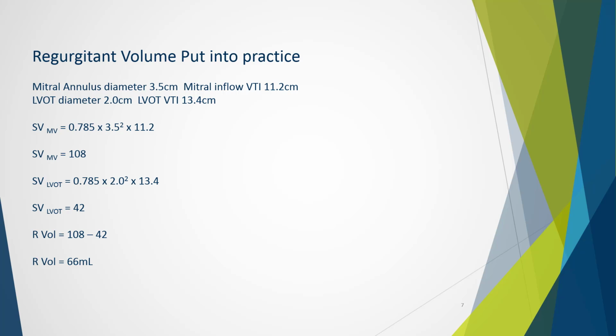In this example here, we can work out how to determine regurgitant volume. Here we have our mitral annulus dimension of 3.5 centimeters. We've got a mitral inflow VTI of 11.2 centimeters, an LVOT diameter of 2.0, and an LVOT VTI of 13.4 centimeters.